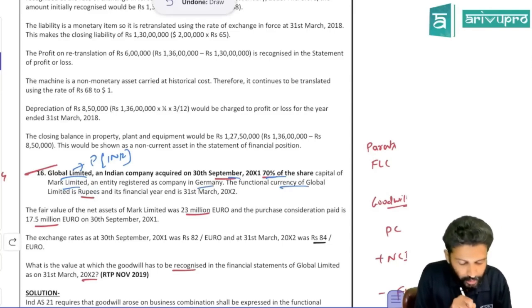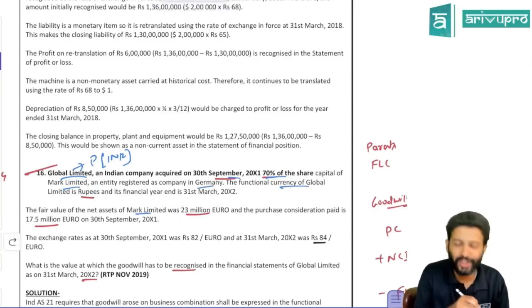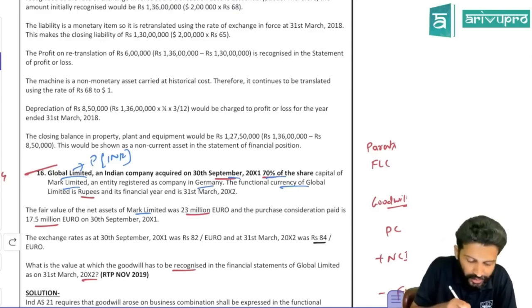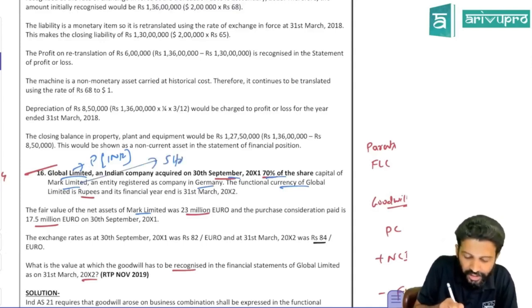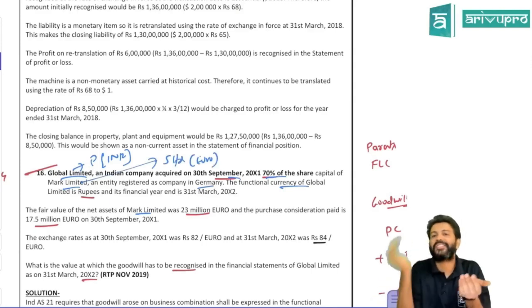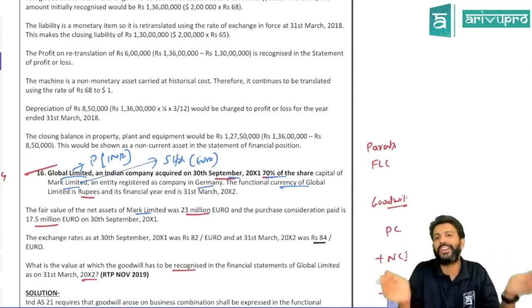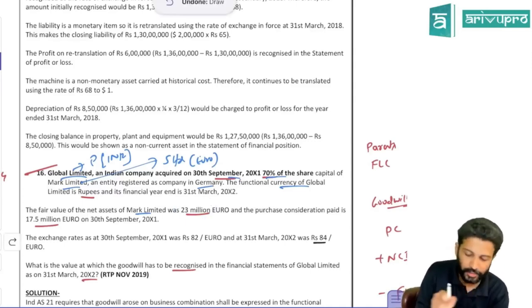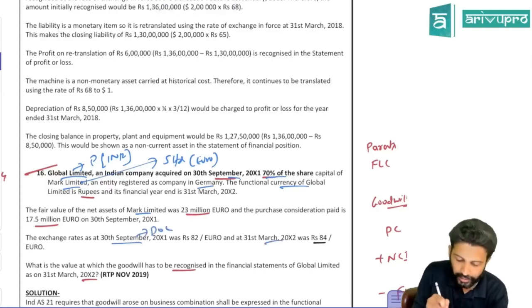For this, the fair value of net assets of Mark is 23 million euros. So they've started giving in euros. That means the functional currency of this particular Mark Limited, the subsidiary company, is euros maybe. That means now you know the parent's and subsidiary's functional currency, is it same or different? It is different. Fair value of net assets they have given. Purchase consideration is 17.5. Exchange rate they have given on 30th September, which is your date of control. And end of the year, 31st March, that is your closing rate they've given.